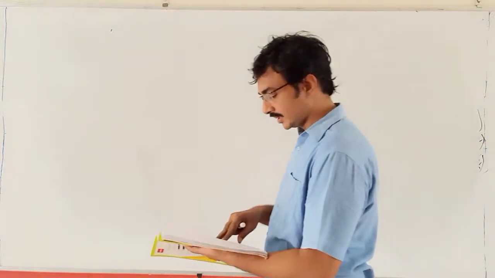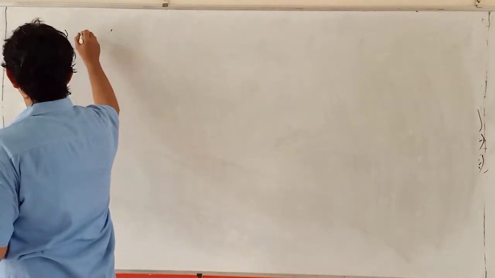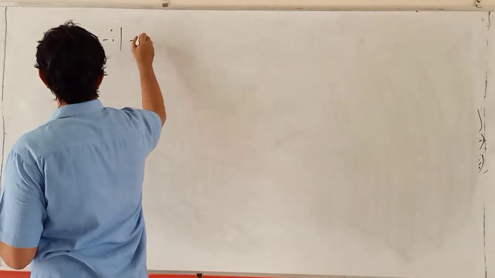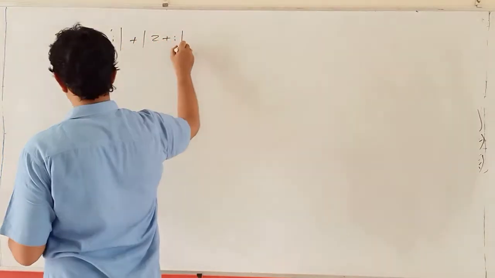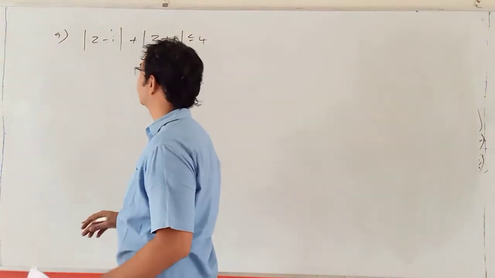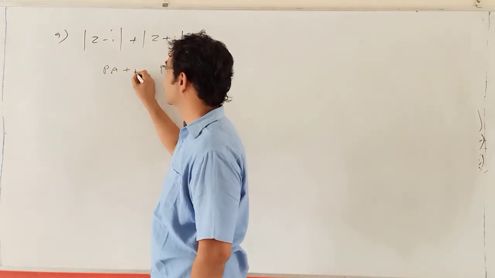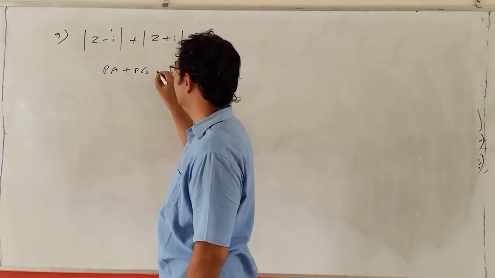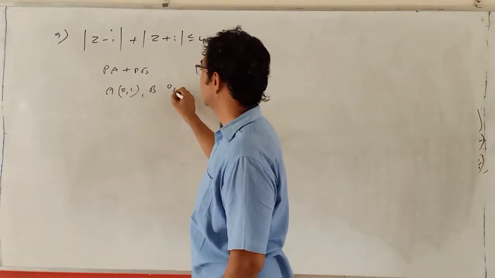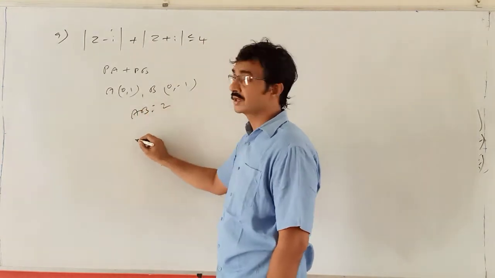Next, a similar one, the ninth one. Modulus of z minus i plus modulus of z plus i is less than or equal to 4, then the locus of z. This is PA plus PB. By comparing, point A is (0, 1), point B is (0, minus 1), then clearly AB equals 2.